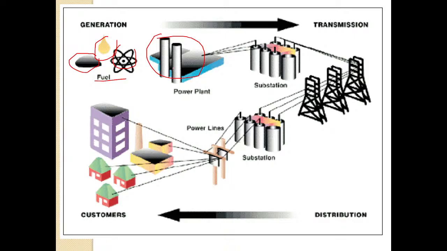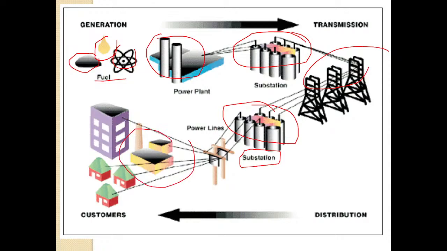The power plant can be of any type. So the power that is generated has its voltage stepped up at the substation, and it is transmitted through the transmission lines to the area nearby the load sector. There will be a substation where the voltage level is stepped down and it is distributed to different types of loads. You can see houses here, you can see a factory, and you can see a commercial building.